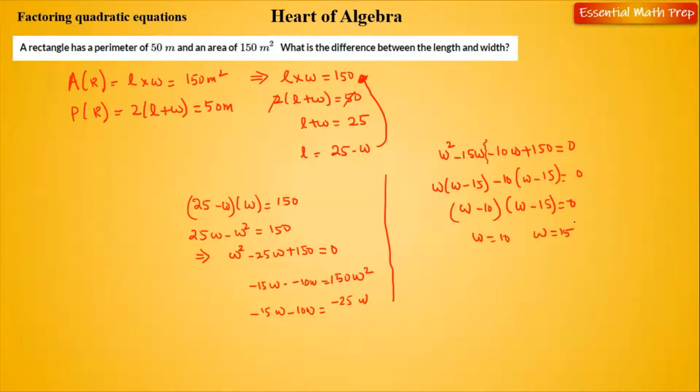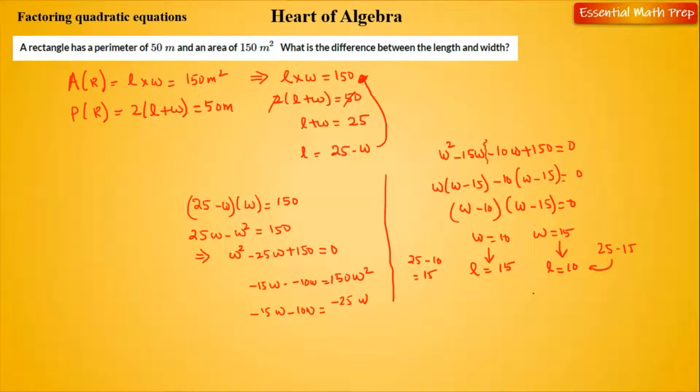W equals 10, W equals 15. Okay? We know W, if W equals 10, length equals 15, right? Because 25 minus 10 is 15, right? If W equals 15, length equals 10, right? Because 25 minus 15 is 10, right?